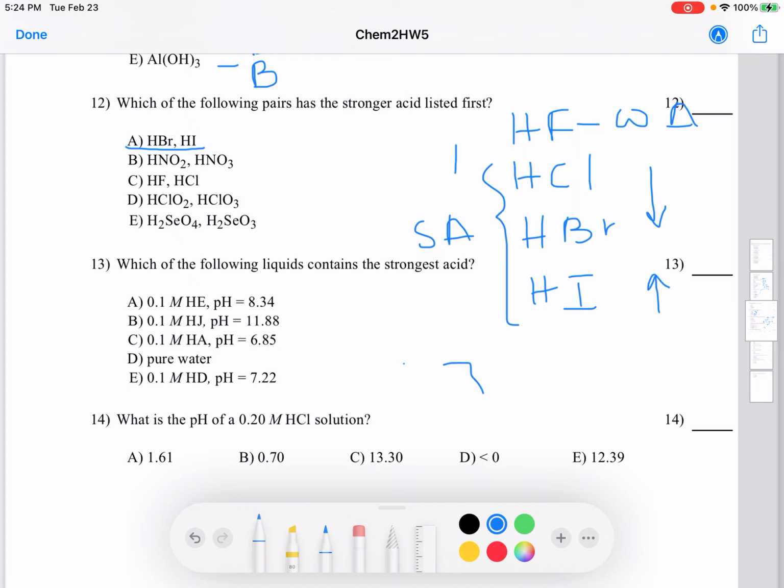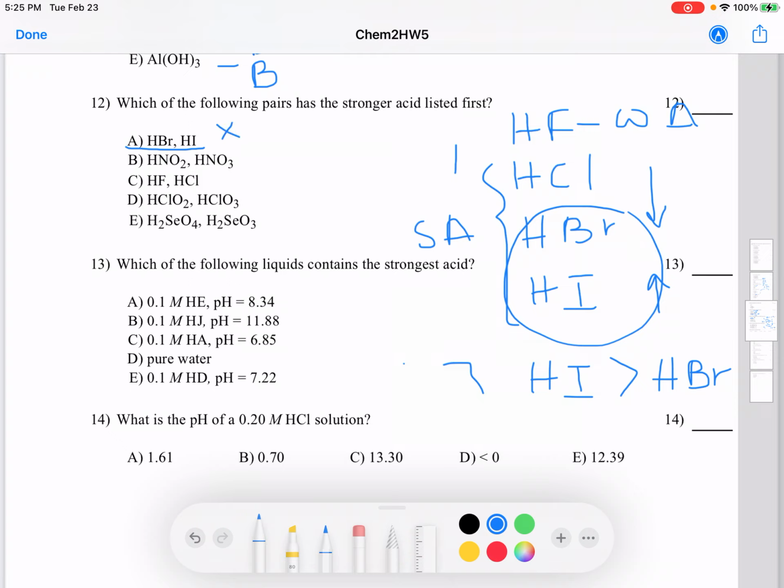Acid strength increases because the atoms are getting bigger and the bond length is getting longer, the bond strength getting lower, so it makes the hydrogen go away easily, making the bond weaker and making the acid stronger. So from HBr and HI, which one is a strong acid? HI or HBr? HI is a stronger acid compared to HBr. So the first one is not correct.